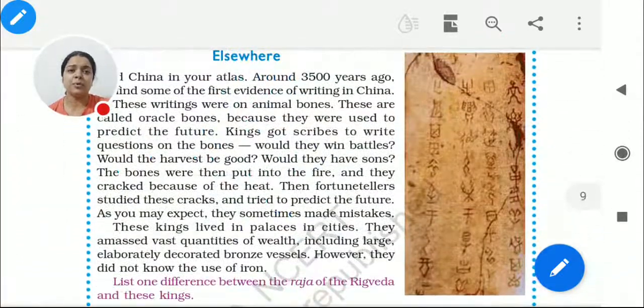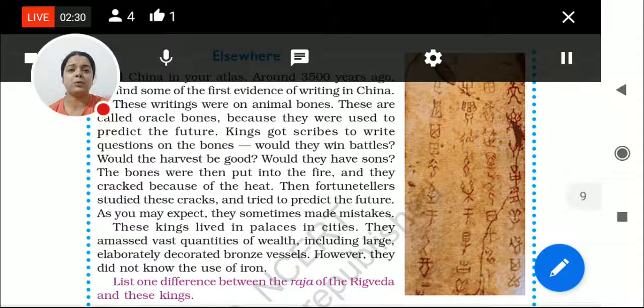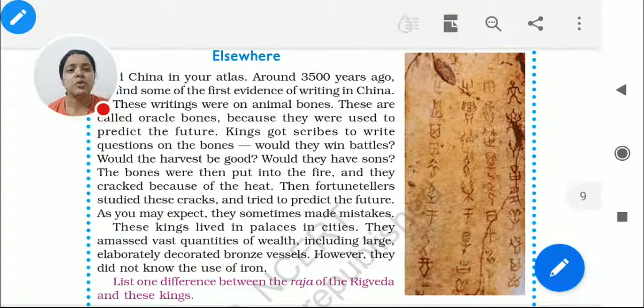Now we are coming to the last point, and after this we'll talk about the next thing. The last point is about China. In this chapter, we find that a number of things have been found, like animal bones. We also found the first evidence of writing, and it was available in China only. These writings were on animal bones. You just imagine, and these are called oracle bones, because they were used to predict the future.